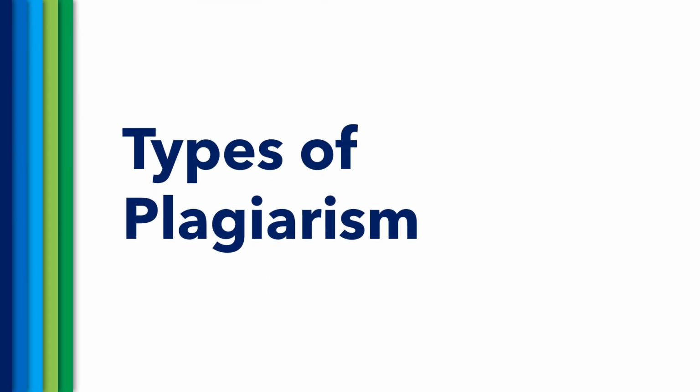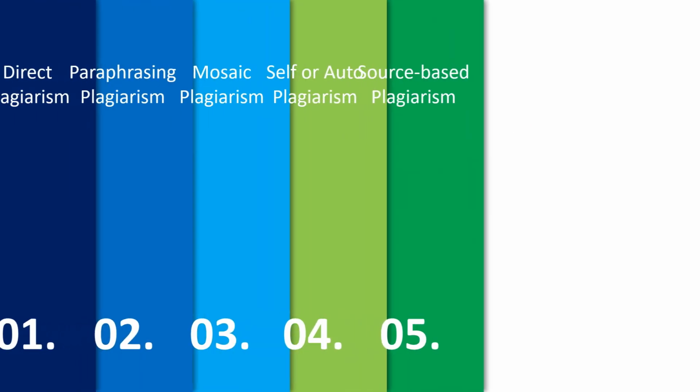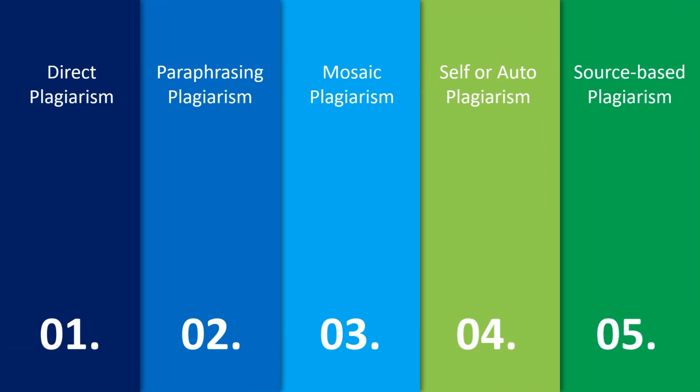So, let's move on to the types of plagiarism. There are a lot of kinds of plagiarism, but I've narrowed it down to the 5 most common types of plagiarism. It includes direct plagiarism, paraphrasing plagiarism, mosaic plagiarism, self or auto plagiarism, and source-based plagiarism.